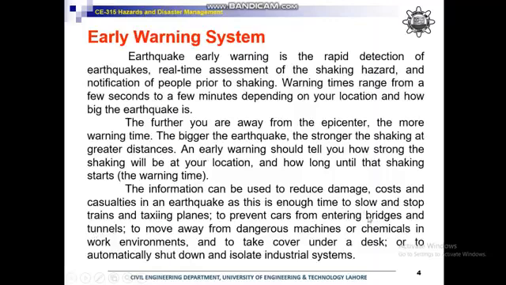You have seen one video in which a bridge had opened up and a car was simply falling down. Similarly, in the case of tunnels, both ends of the tunnel are most of the time trapped, or there is overall failure of the tunnel. So it is better that vehicles don't even enter the tunnels in case of an earthquake. It also gives time to move away from dangerous machines or chemicals in work environments and to take cover under a desk, which we will see in one of the videos today, or to automatically shut down and isolate industrial systems.